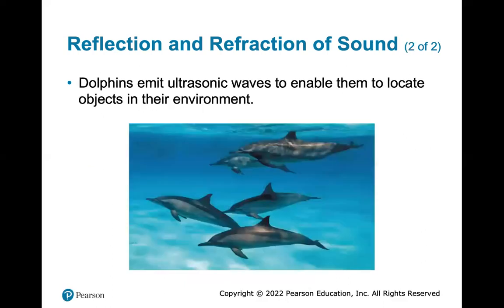Anyway, dolphins emit ultrasonic waves to enable them to locate objects in their environment. They use a series of ultrasonic chirps to echolocate. Bats use their high pitched screeches to find moths and bugs that they're going to eat at night.